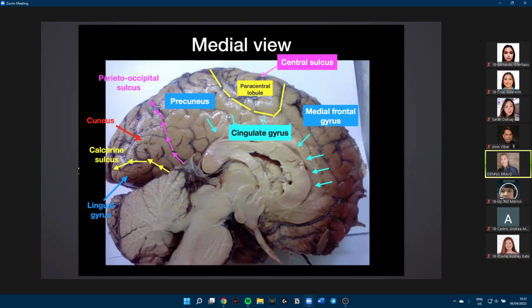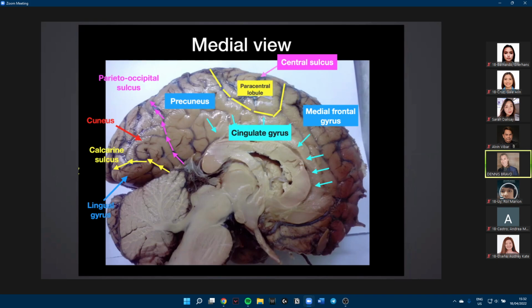Well, there is a sulcus that we have mentioned earlier in the lateral view that is called the parieto-occipital sulcus, that is not really that prominent on the lateral view, but is very prominent on the medial view. This sulcus divides the parietal lobe from the occipital lobe. This part of the parietal lobe, which lies between the marginal sulcus and the parieto-occipital sulcus, is what we call the precuneus.